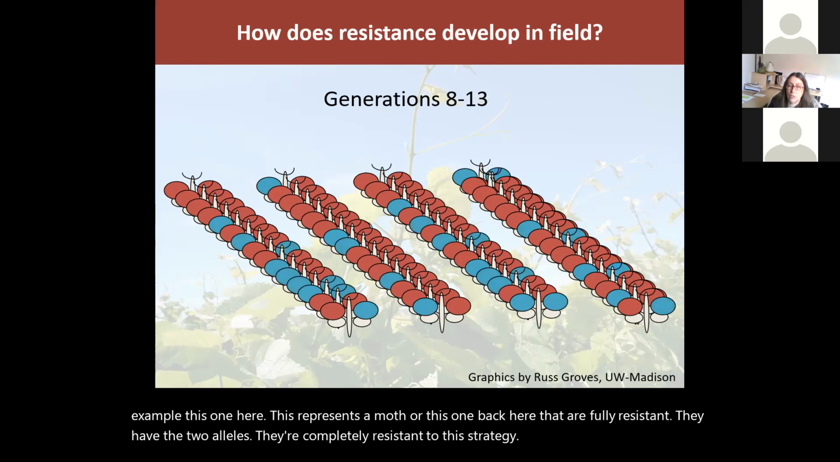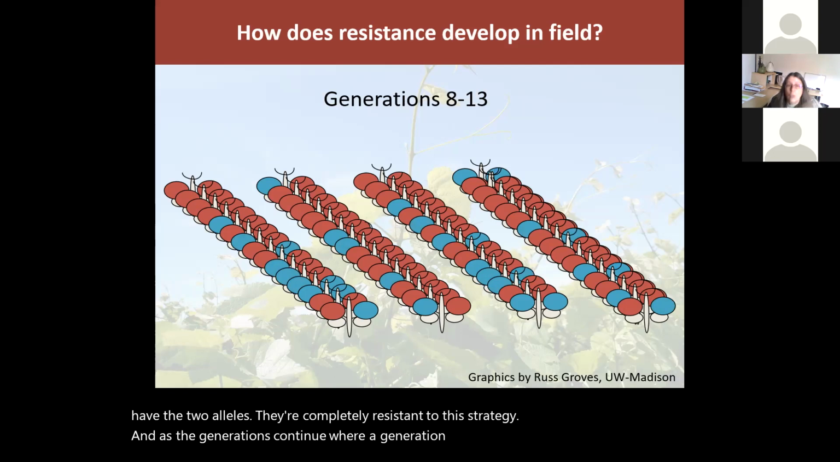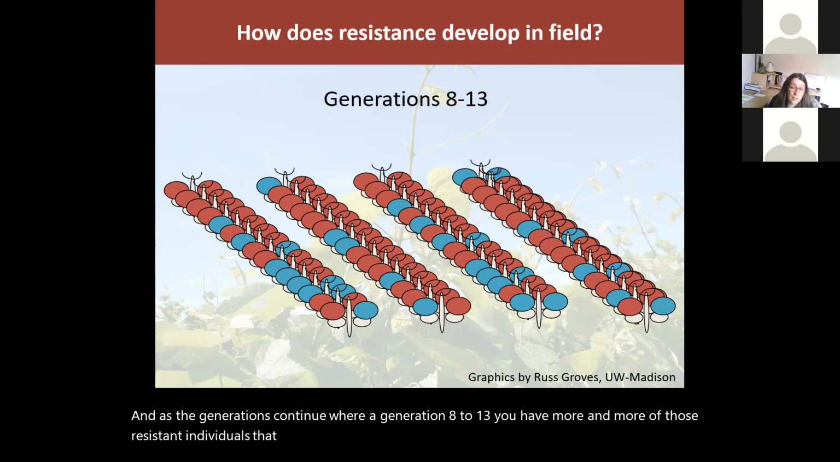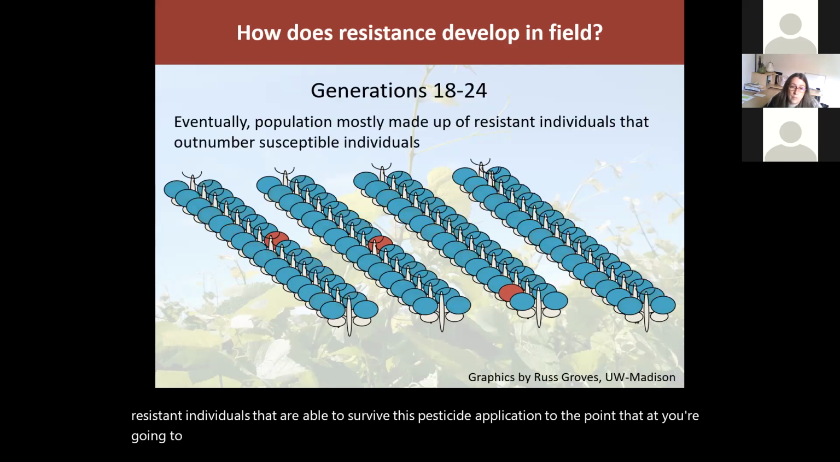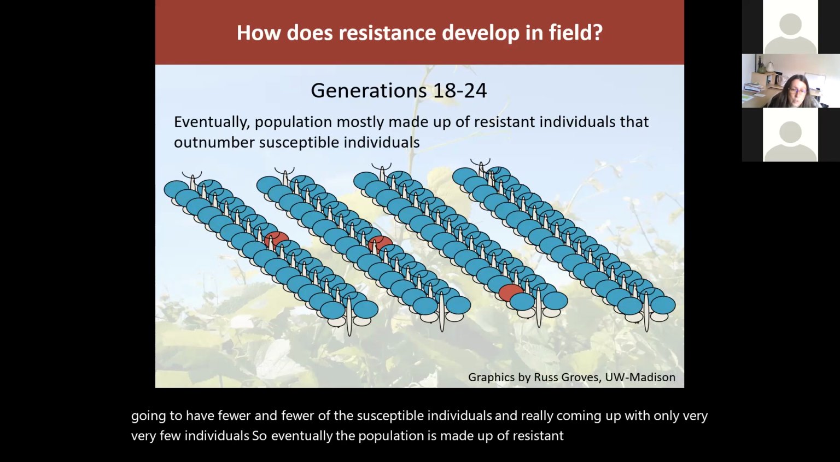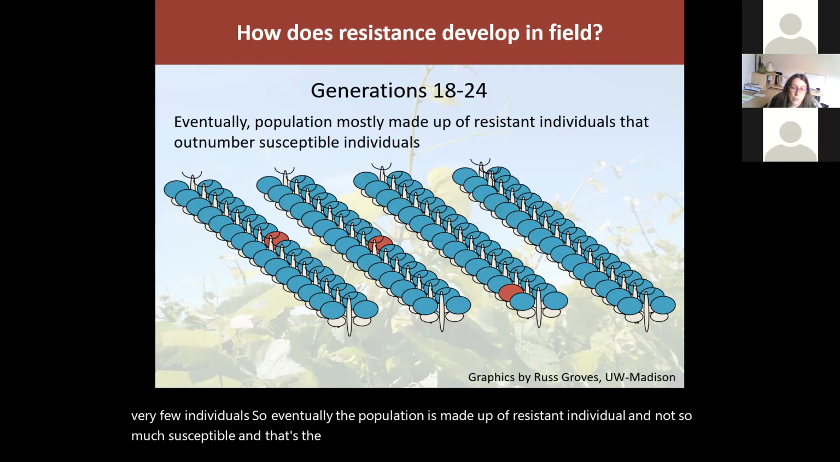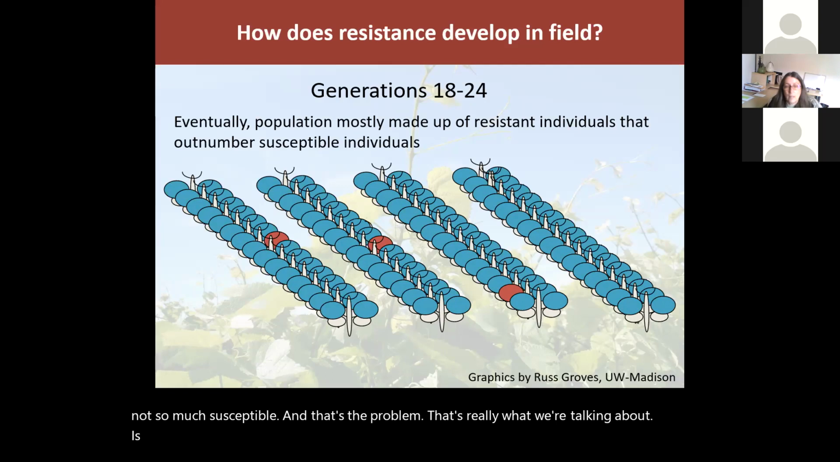And as the generations continue, where generation 8 to 13, you have more and more of those resistant individuals that are able to survive this pesticide application, to the point that you're going to have fewer and fewer of the susceptible individuals, and really coming up with only very, very few individuals. So eventually, the population is made up of resistant individuals and not so much susceptible. And that's the problem. That's really what we're talking about, is we're selecting those resistant phenotypes, because by killing all the susceptible ones, we're leaving behind the resistant ones. And so they reproduce and pass on their genes.